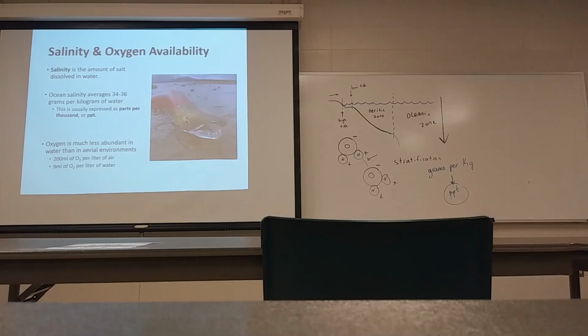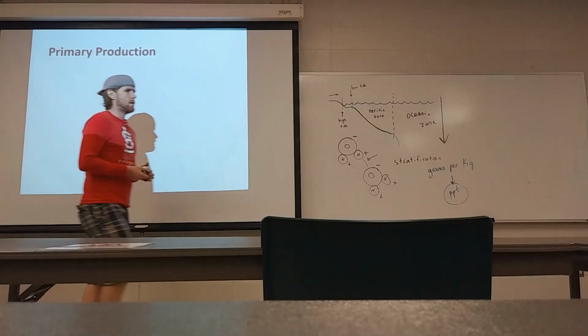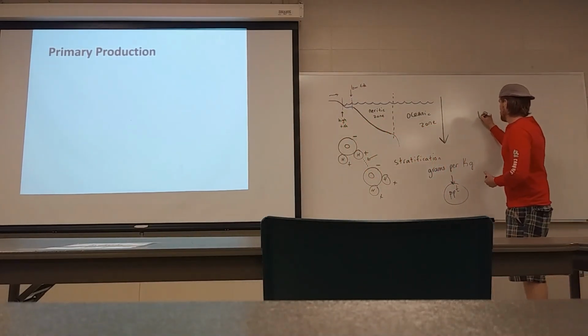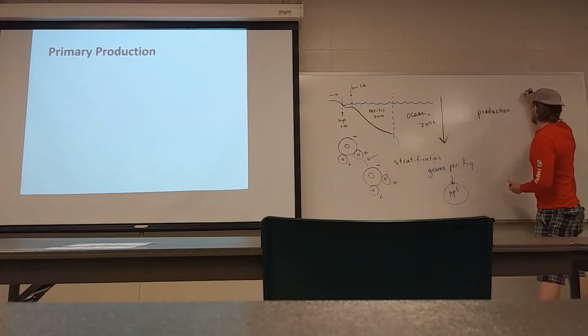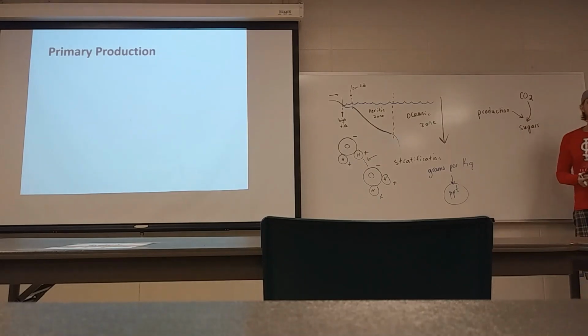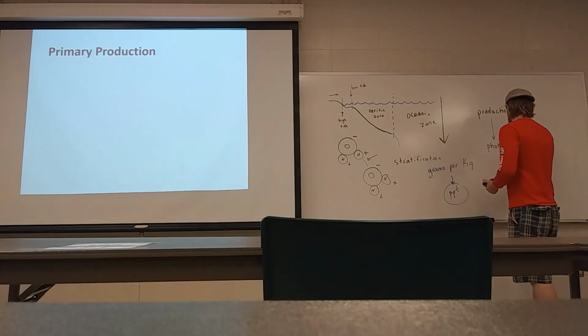Okay. Let's talk about something called primary production. If you remember production from the last lecture, we talked about producing something. It was plants, right? Converting CO2 into sugars. Voila, they produced sugars. That was the idea. So it's not just plants. It can be anything capable of doing photosynthesis.